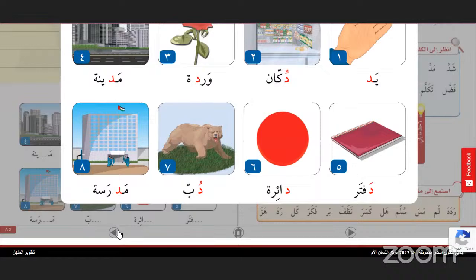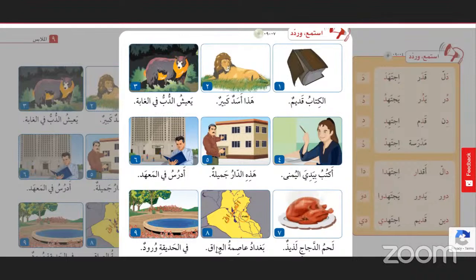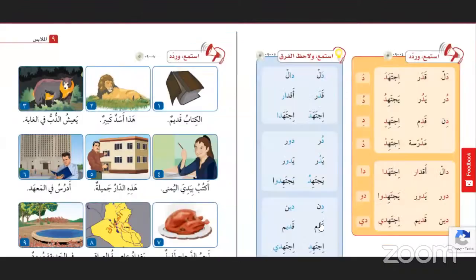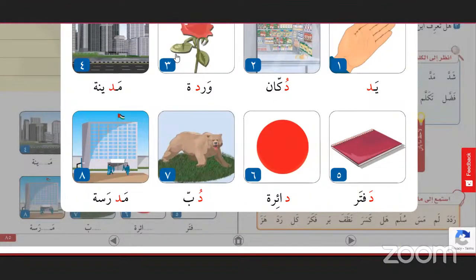Madrasa. Okay. Let me call out some students. Where is Deniz? Yes, tell me. Daira, circle. And dub, bear, yes, this one.